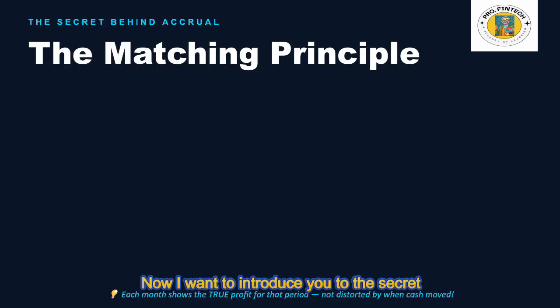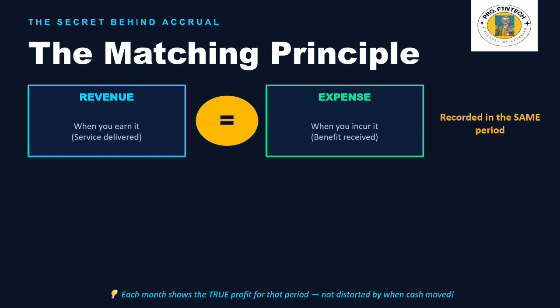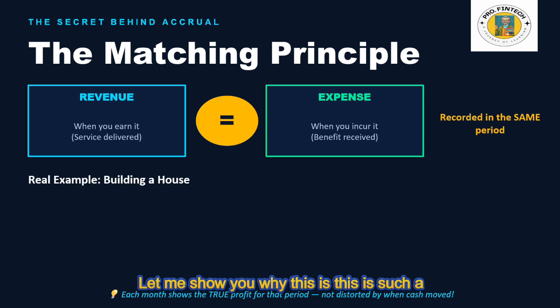Now I want to introduce you to the secret weapon behind accrual accounting, something called the matching principle. The matching principle is simple but powerful. Expenses should be recorded in the same period as the revenue they help generate. Revenue matched with the expense that created it, in the same time period, every time. Let me show you why it's such a big deal.